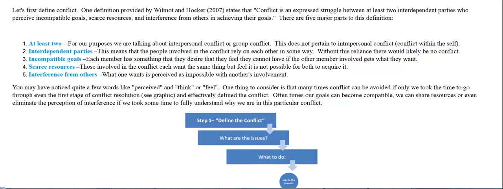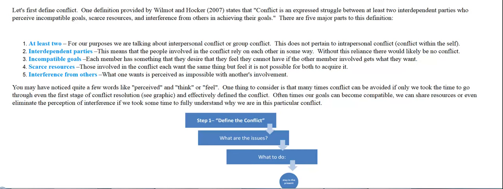You may have noticed quite a few words in those explanations like perceived and think or feel. Now, one thing to consider is that many times conflict can be avoided if only we took the time to go through even the first stage of conflict resolution, which we're going to look at here in a second in this graphic, and then actually effectively defined conflict. Oftentimes we are feeling or thinking or even just perceiving things to be a certain way without really digging into it in detail and fully comprehending what's going on.